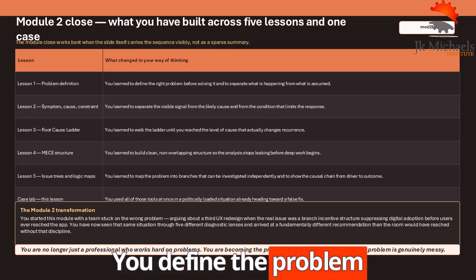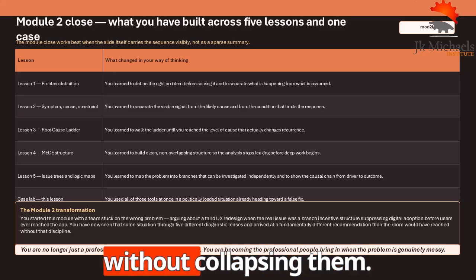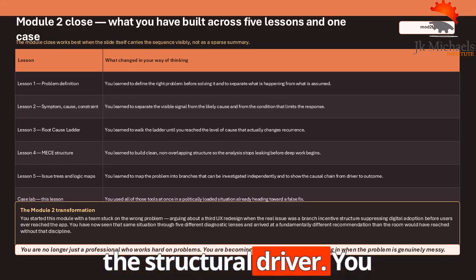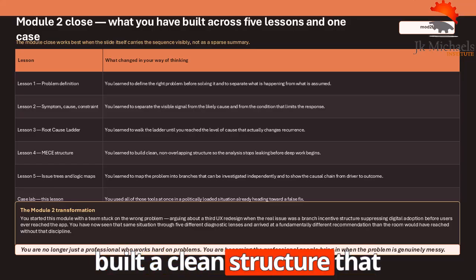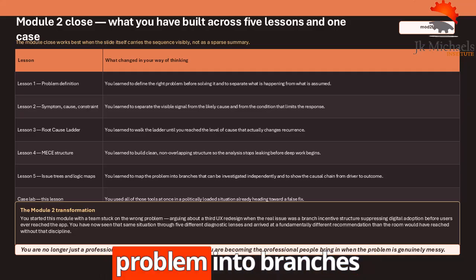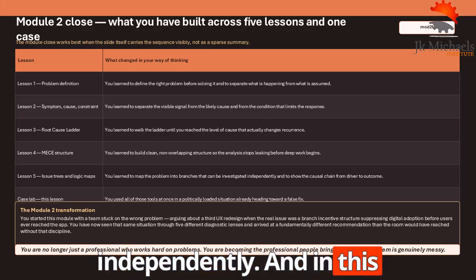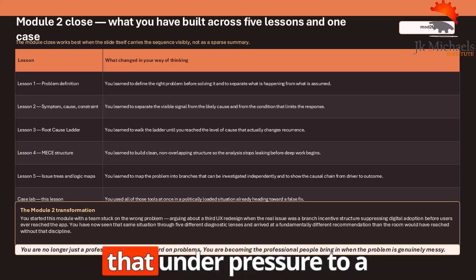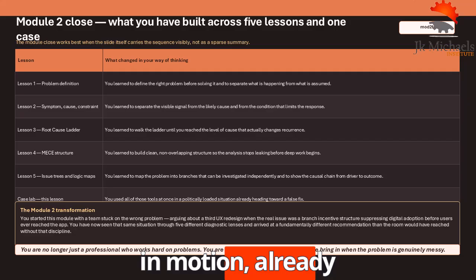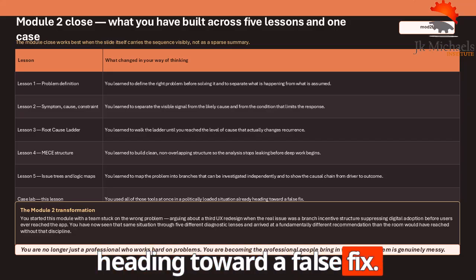You defined the problem precisely before solving it. You separated its layers without collapsing them. You walked the ladder to the structural driver. You built a clean structure that stopped the analysis from leaking. You mapped the problem into branches that could be investigated independently. And in this lesson, you applied all of that under pressure to a situation that was already in motion, already politically loaded, already heading toward a false fix.